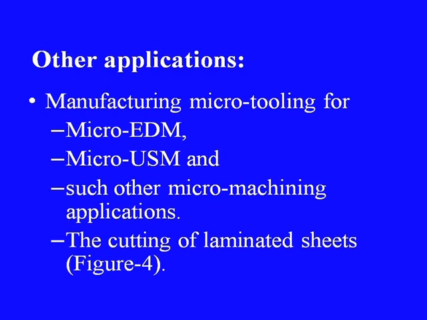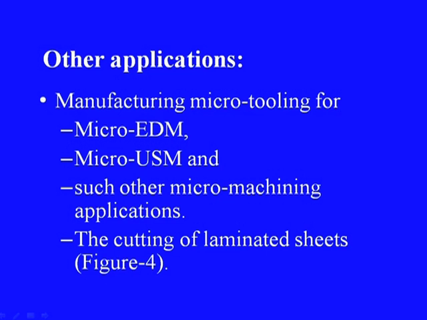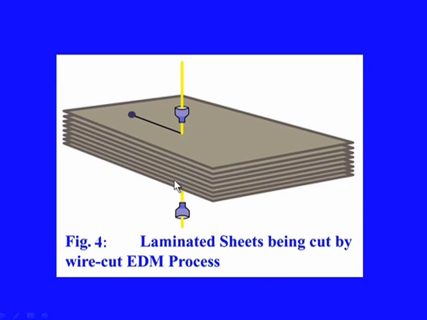Other applications of this process include manufacturing of micro tooling for micro EDM, micro USM and such other micro machining applications. One such application, like cutting of laminated sheets, is shown in this particular figure on the screen. So, a number of plates are placed stacked in this configuration and the wire can be moved through this stack of sheets or laminates, making a slit. Thus, if a particular pattern is to be cut on this number of laminates, then wire cut is a very effective or useful process.